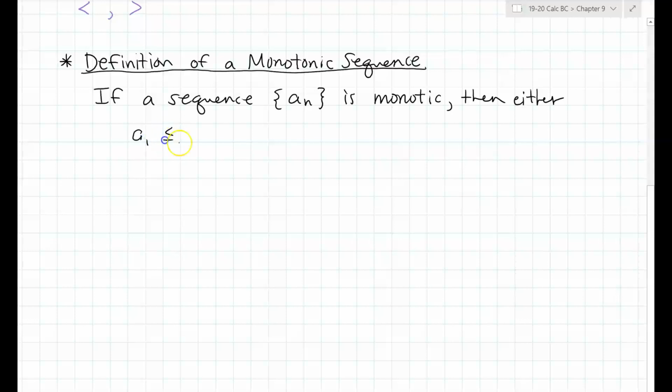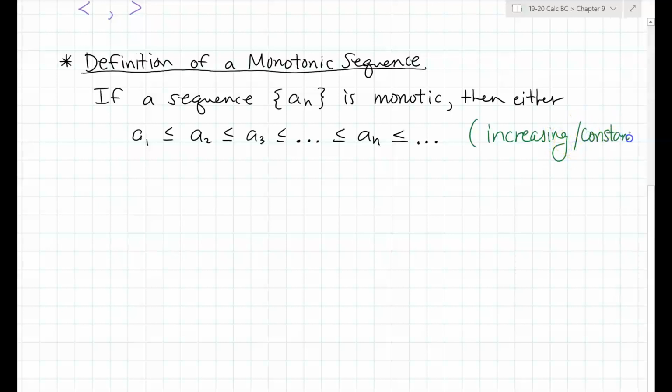a sub 1 is less than or equal to a sub 2 is less than or equal to a sub 3 less than or equal to ... less than or equal to a sub n less than or equal to, etc. So this means that it's increasing or constant, because you can see the "or equal to." Every next term is bigger than or equal to the previous term, so it's getting higher and higher and higher. It's increasing or constant.